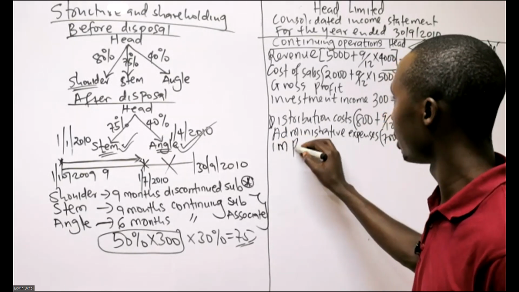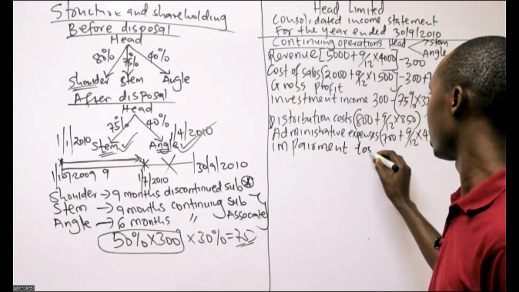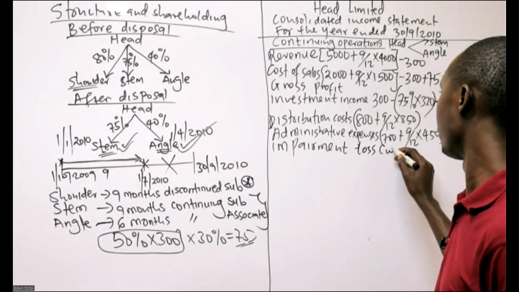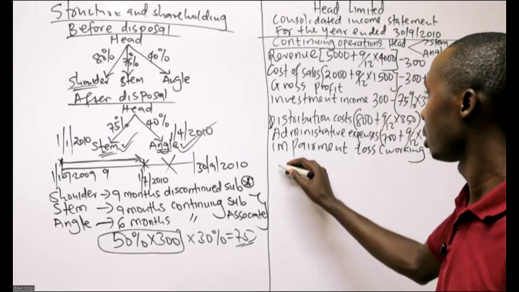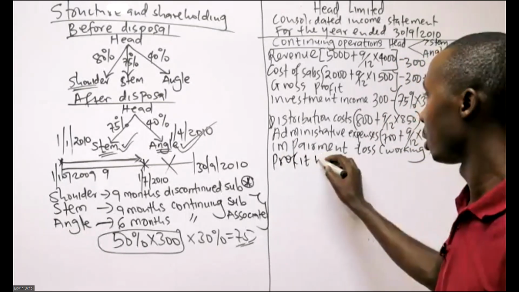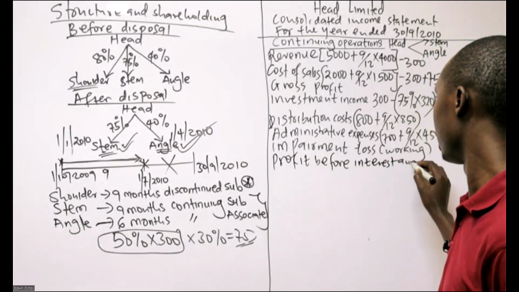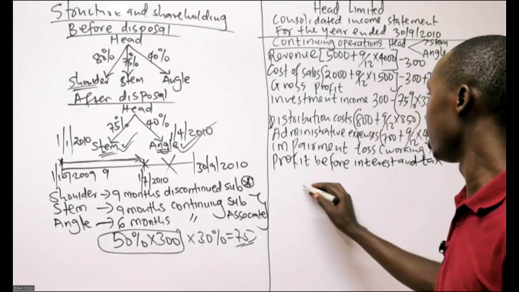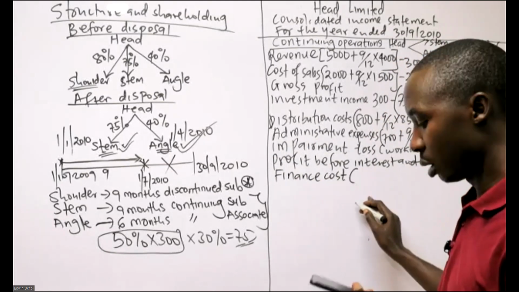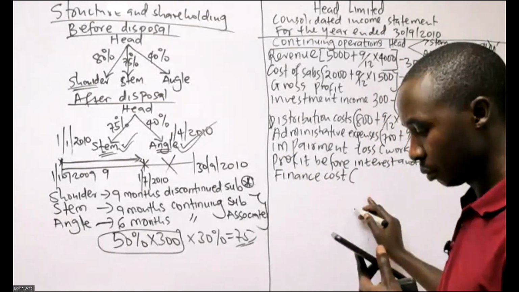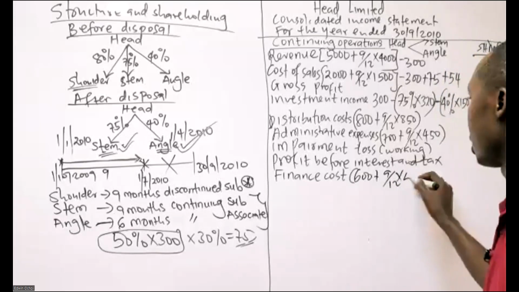Then I will introduce impairment. So the impairment loss. So this one I have to do working on goodwill for me to get that. For now, I cannot be able to get that. So that I have the profit before what? Before interest and tax. Interest, we consider the finance cost, which is 600 plus 9/12 times 400.